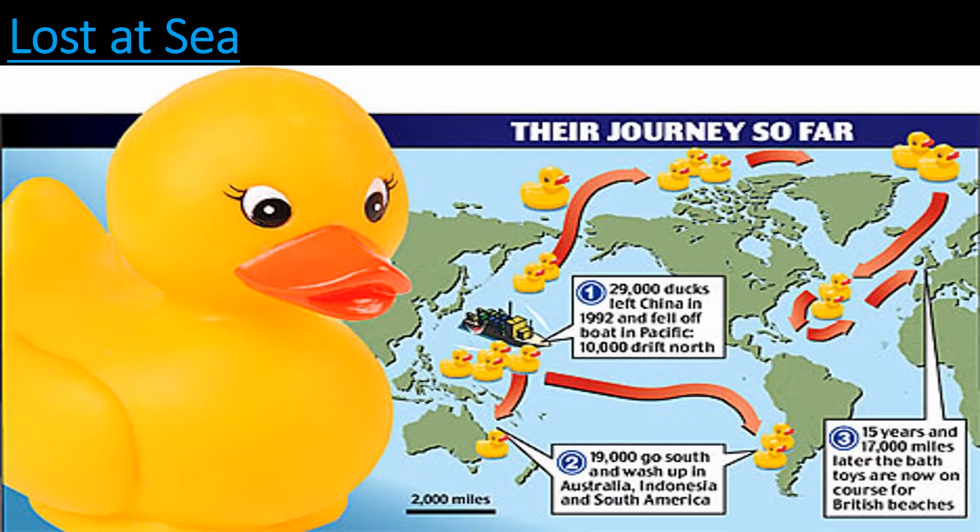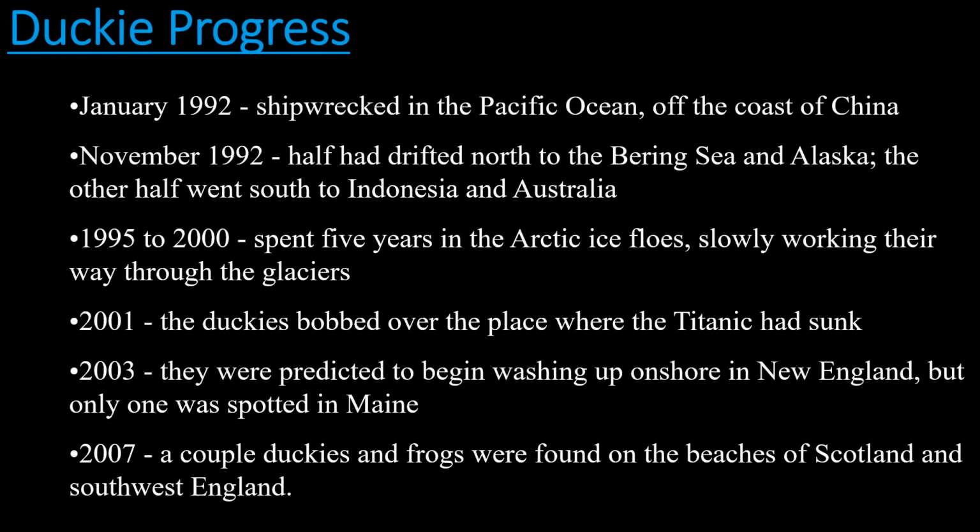So let's take a look at something really quick. This was an incident that actually happened. So 29,000 rubber duckies fell off a boat that left China in 1992, and they started to drift across the ocean. January 1992, it was shipwrecked in the Pacific Ocean off the coast of China. By November 1992, half had drifted north to the Bering Sea and Alaska. The other half went south to Indonesia and Australia.